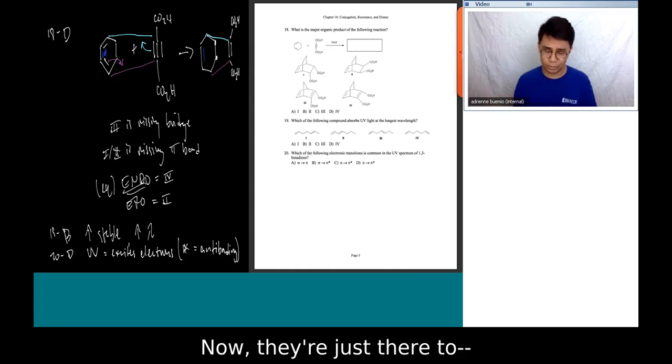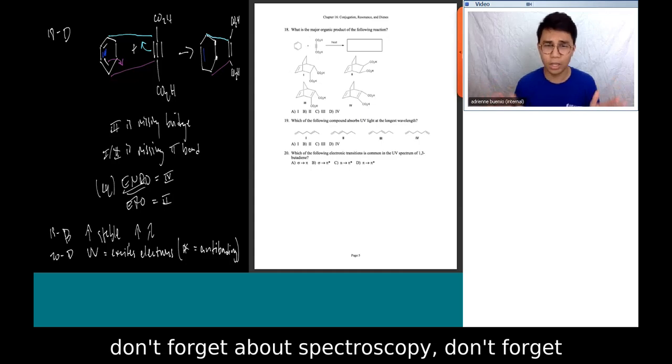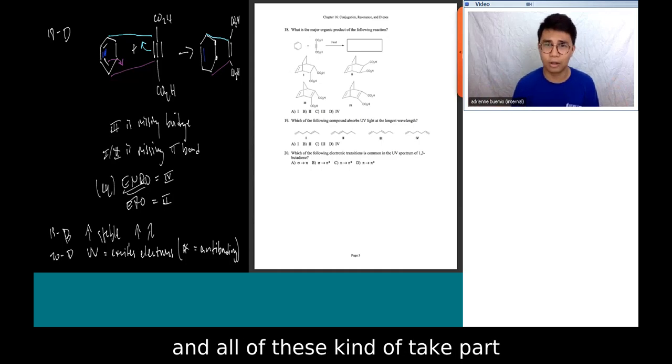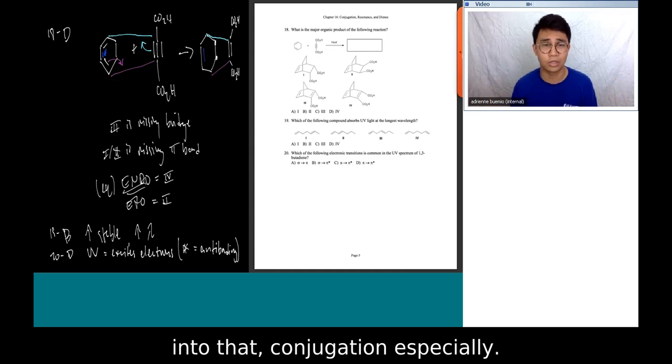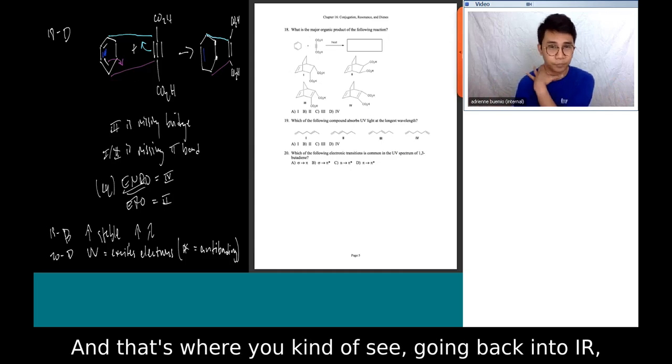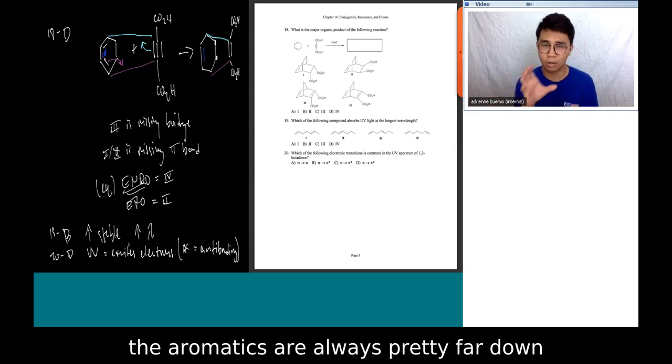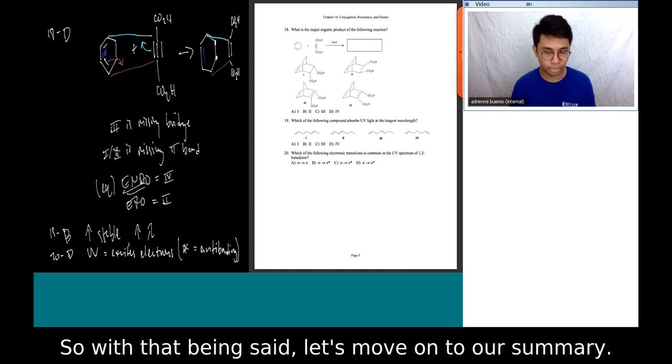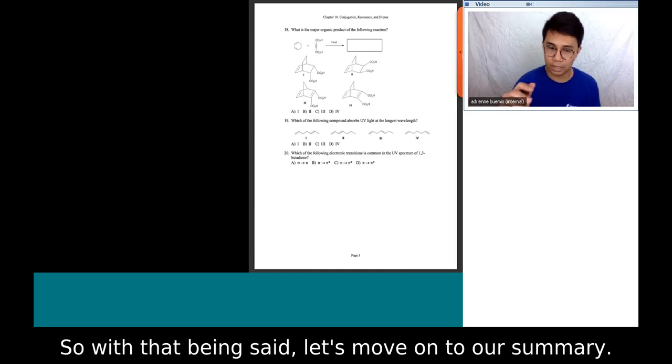Don't forget about spectroscopy. Don't forget about the light spectrum, because all of these relate to that and take part in that, conjugation especially. And going back into IR, aromatics are always pretty far down because they're all conjugated, right? So with that being said, let's move on to our summary.